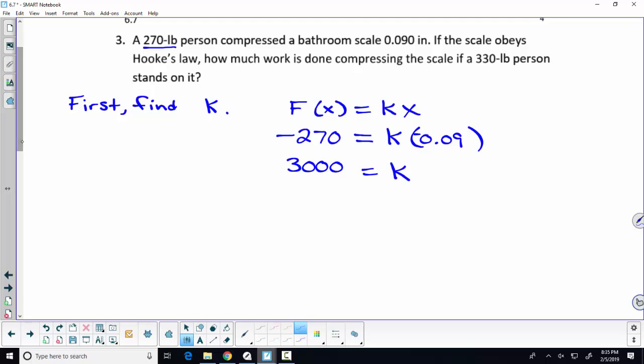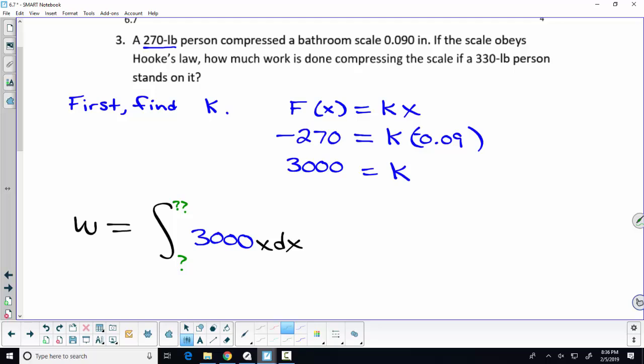Then what do we do? Set up a work problem. Okay, can we set up the work problem at this point? Work is the integral of 3,000x dx. So this is ultimately what we're after. We don't have the compression now. Right. We're trying to find out how much work is done compressing the scale if a 330-pound person stands on it. So we have this so far, but we don't know what these bounds are.